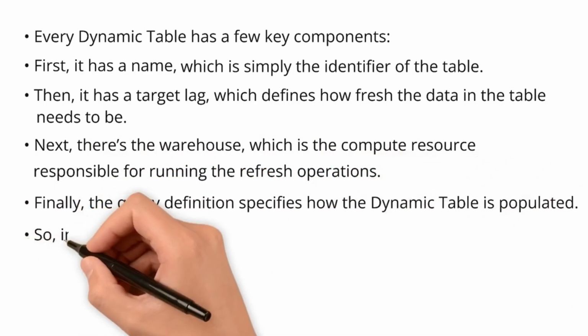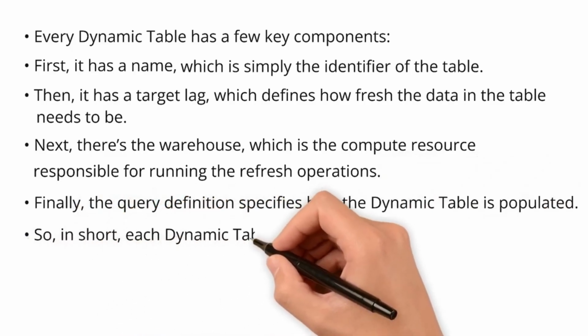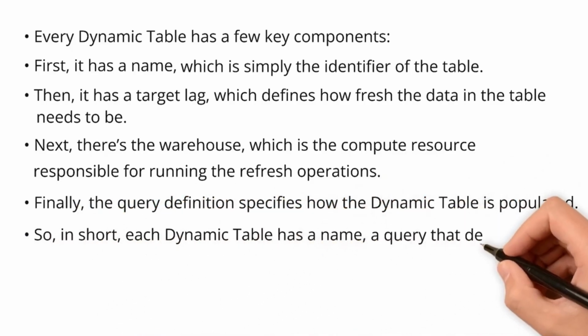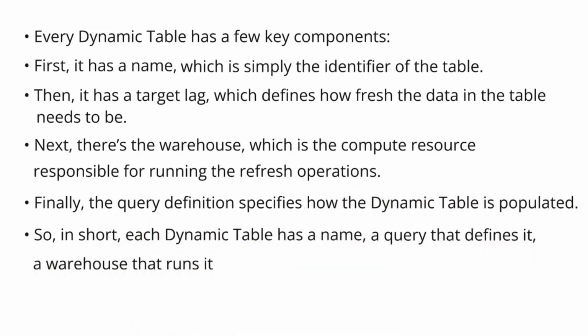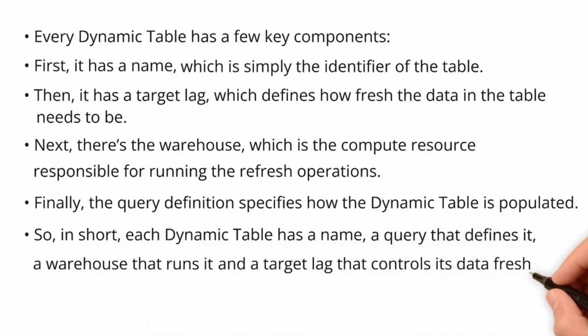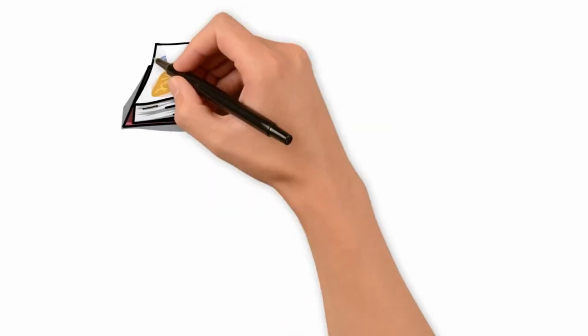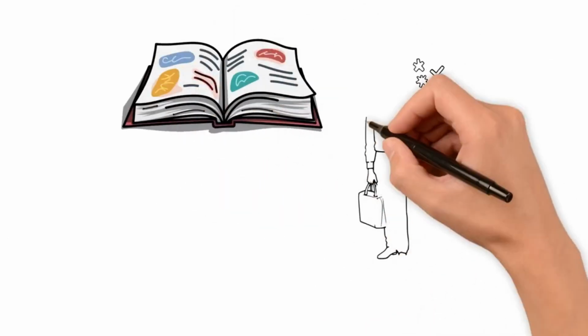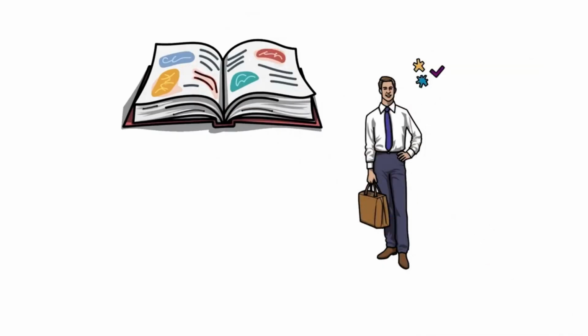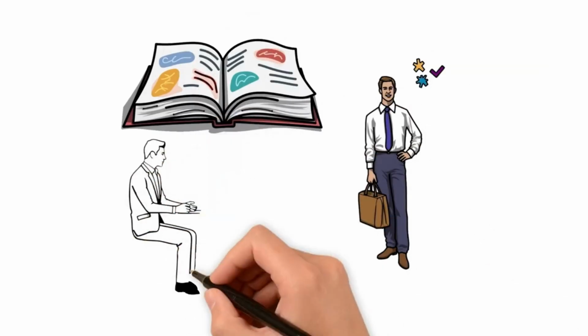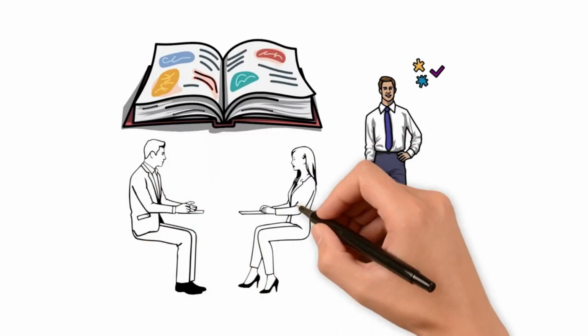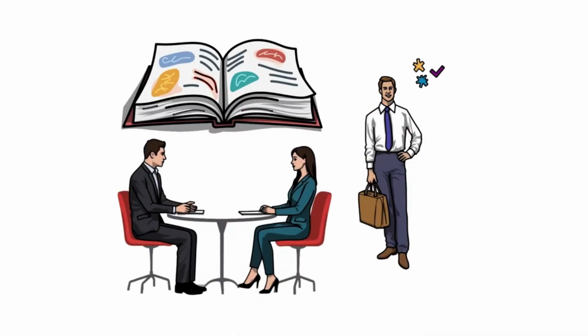So in short, each dynamic table has a name, a query that defines it, a warehouse that runs it, and a target lag that controls its data freshness. This type of question is more about fundamentals. A strong candidate won't overcomplicate it. They'll give a crisp list of components and, if appropriate, ask the interviewer if they'd like to hear an example.